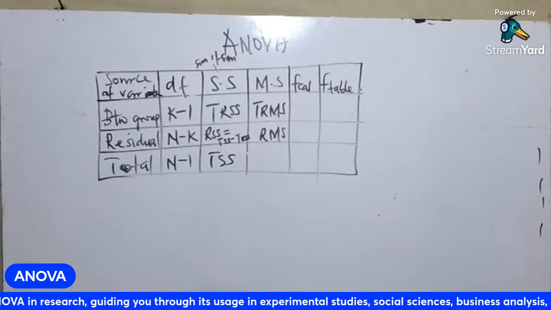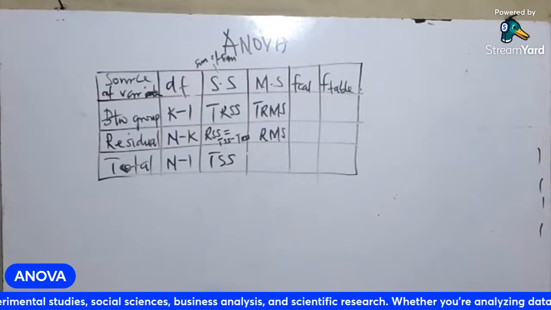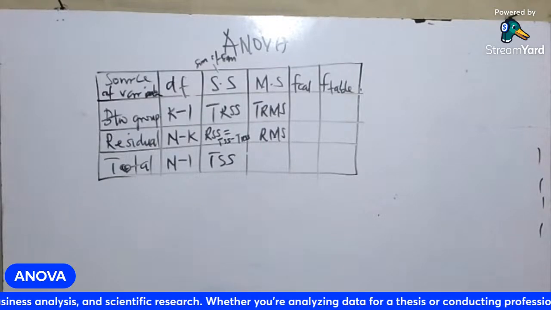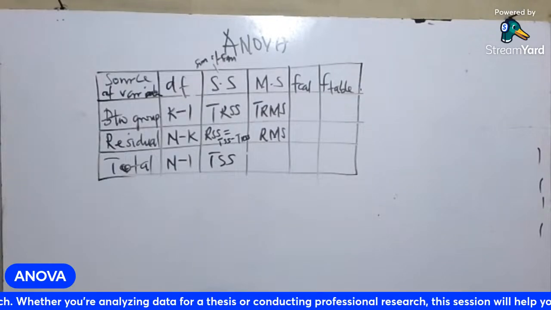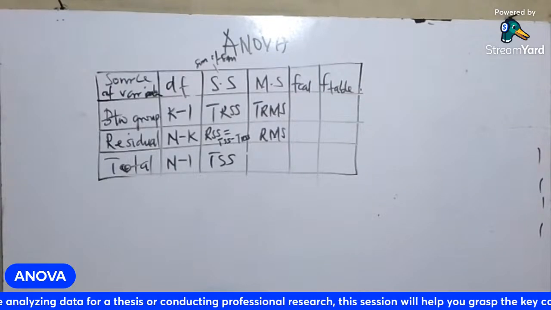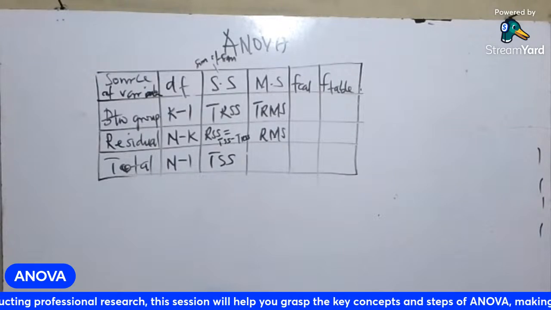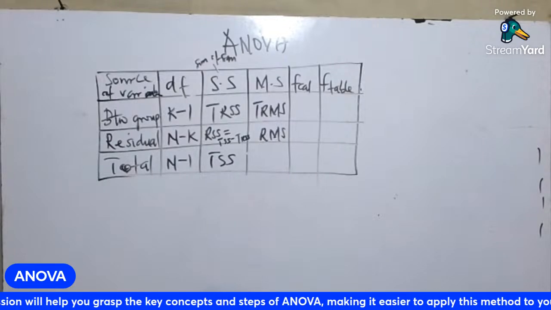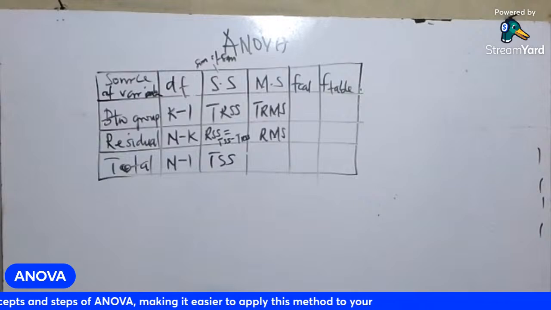What is TRSS? What did they mean by TRSS? The TRSS means the treatment sum of the square. That's the meaning of TRSS. Treatment sum of the square. Let's move away from there.